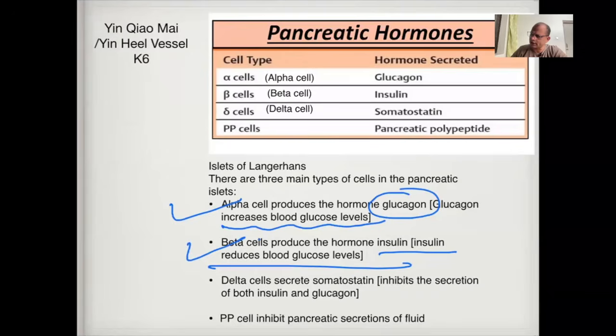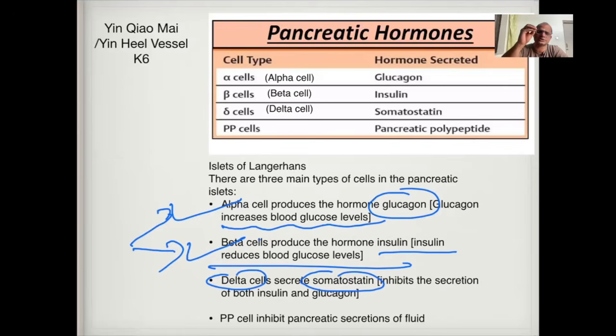और डेल्टा सेल क्या करेगी? डेल्टा सेल बोलेगी तू भी चुप एंड तू भी चुप, दोनों चुप हो जाए. सो डेल्टा सेल सीक्रेट सोमेटोस्टेटिन हार्मोन जो दोनों को इनहिबिट कर देगा, क्योंकि कभी कभी ऐसा होता है हमें जरूरत नहीं है. So the body intelligence is very, very excellent. Sometimes they need glucagon, sometimes they need insulin, sometimes they don't need anything. That time delta cell will be activated. In this way, there are many cells in the pancreas and they are working.